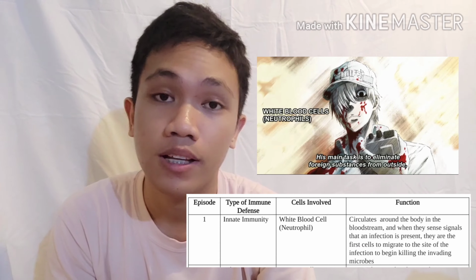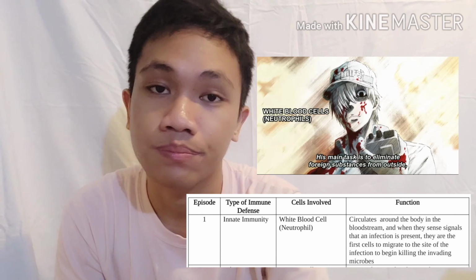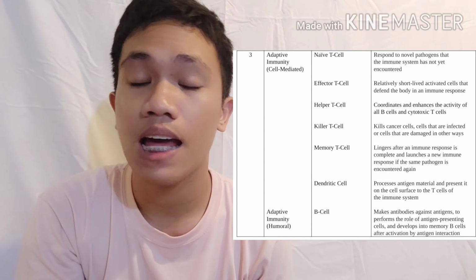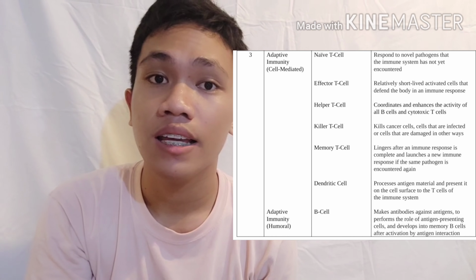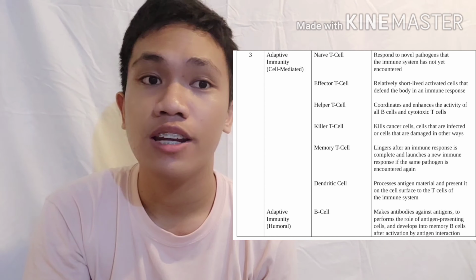In the first episode, we are introduced to a white blood cell, namely a neutrophil, having innate immunity, who senses signals that an infection is present, and then it begins to kill the invading microbes. They are the first cells to migrate to the site of the infection. In the third episode, we are introduced to leukocytes having adaptive immunity, generally the T cells and B cells. So these cells also have their differences.